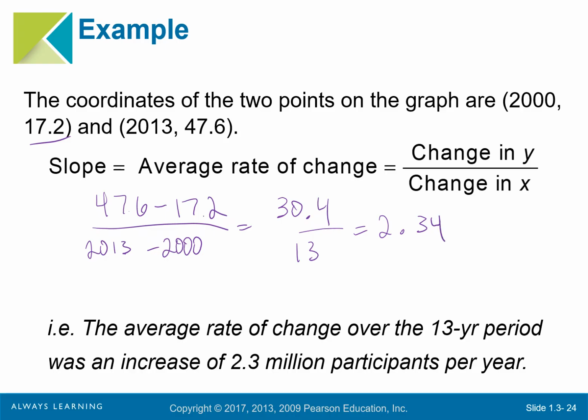2.34, okay, as a decimal. So 2.34, that means this sentence at the bottom here: the average rate of change over a 13-year period had an increase of 2.3 million participants per year. So every year, the number of participants went up by 2.3 million on average. That is what we have just answered.